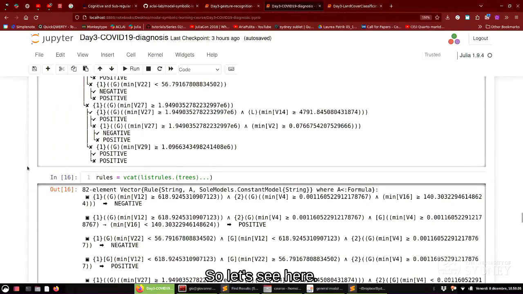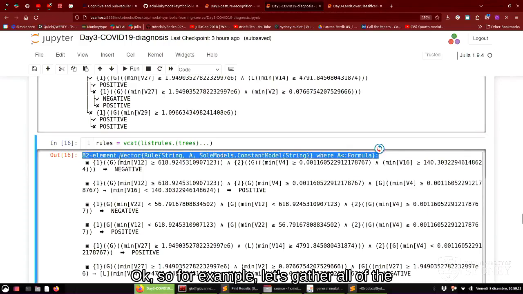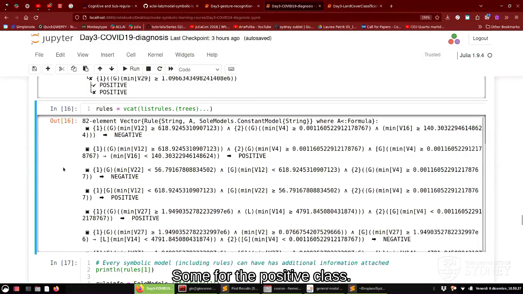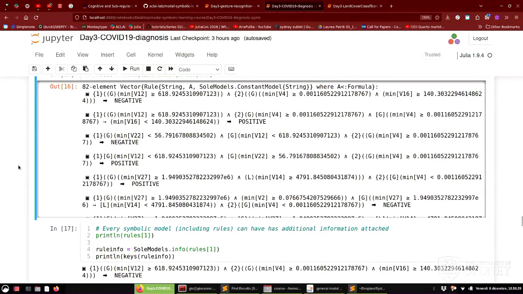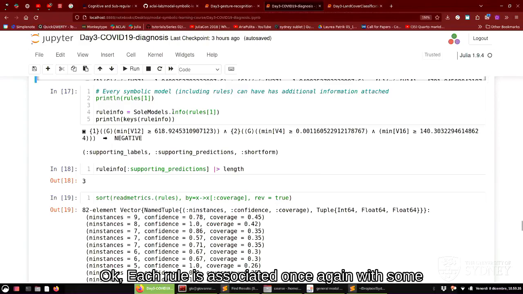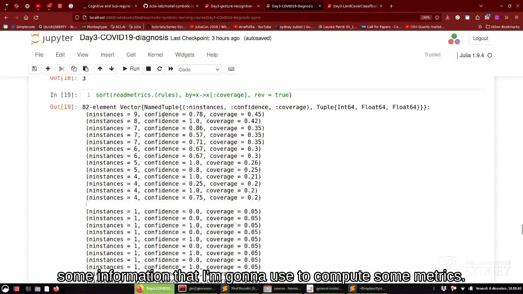So let's see. Here, for example, let's gather all of the rules that were mined across the 10 trees. And yeah, I'm going to have many rules. I mean, some rules for the negative class, some for the positive class. Each rule is associated once again with some information that I'm going to use to compute some metrics.